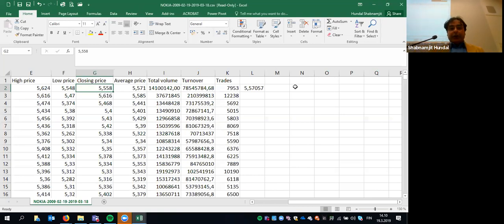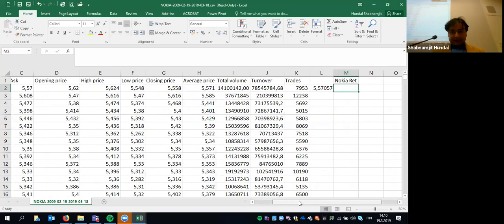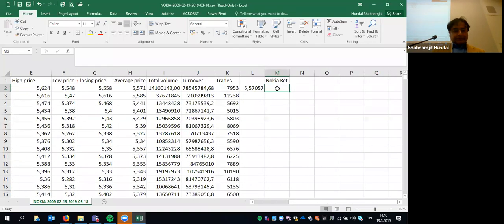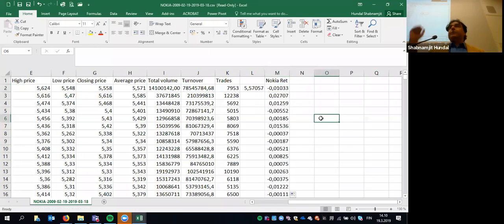If I want to find the Nokia return, I would use a bracket, never forget, closing price, the current minus the previous, divided by the previous. There you are. And if I go here with this plus sign, I don't have to drag it down, it goes all the way down. So I have the Nokia stock return for the last 10 years now.